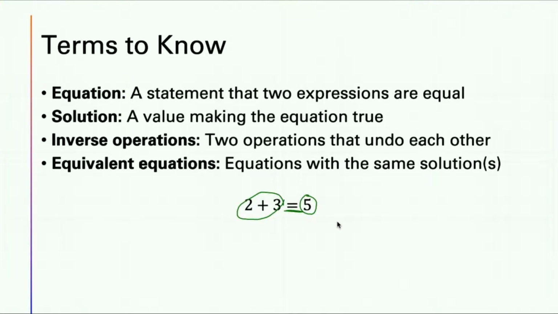Now, you may be wondering, how is this 5 an expression? Well, an expression is anything, whether it's numbers or numbers plus variables, or anything that does not have an equal sign. So, some examples of expressions are 4 plus 3, or 3, or 2 times 4, or 6 squared, or 2x. These are examples of expressions.